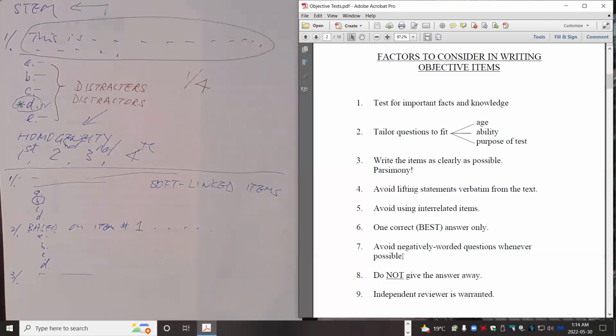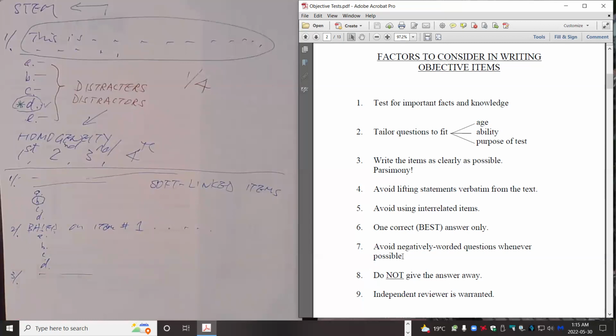Avoid negatively worded questions or items whenever possible. Now, we know that negatively worded test items have lower reliability than positively worded test items. From research, we know this is the case. Students, especially young students, tend to overlook the negative because of carelessness, and then both the reliability and validity of the test will be lowered.